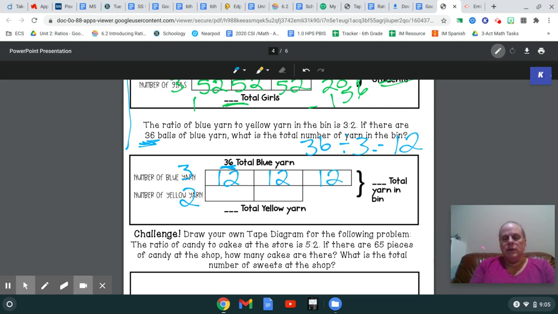Well, if we have 12 in the boxes up above, we will have 12 in the boxes below. If we want to know the total yellow, we add them together. 12 plus 12 is 24 total yellow yarn. All right, now we know how many blue we have, and we know how many yellow we have. So we just need to add those together. 36 plus 24. That's 10. Carry the 1. That's going to be 60. So we have 60 total yarn in the bin. 60 total balls of yarn.